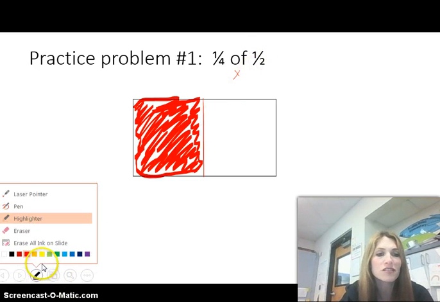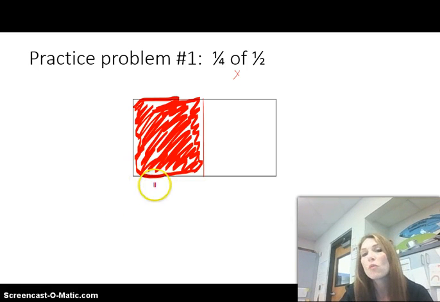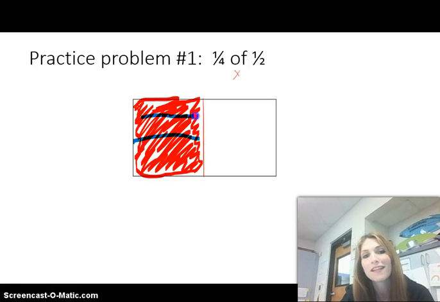Now let's change colors. Let's go with blue. All right, now in my 1/2 that I'm working with, I've got to divide that into fourths. So I'm going to divide that into 4 equal pieces, or try to make them equal. So I have 1, 2, 3, 4 pieces. And now I've got to shade in one of those pieces.